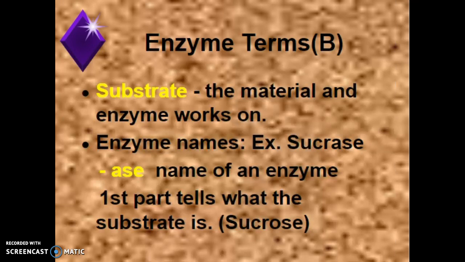A couple of things that will help you as you move forward. So substrate is the material that the enzyme works on. And then almost all enzymes end in ASE. If you see something that ends in ASE, there's a really good chance that that's an enzyme. The nice thing, again, scientists aren't super creative. An enzyme that works on sucrose is going to be called sucrase. An enzyme that works on lipids is going to be called lipase. So the first part of the word tells you what the substrate is. The second part tells you, hey, this is an enzyme.